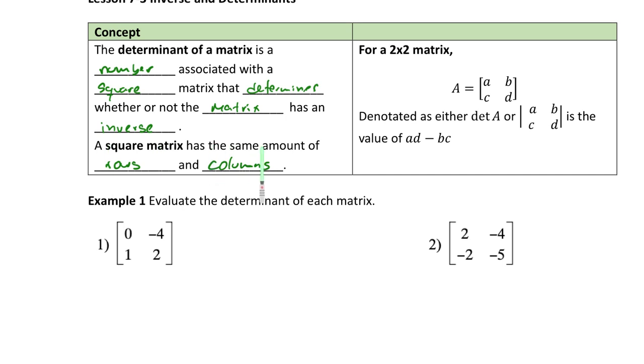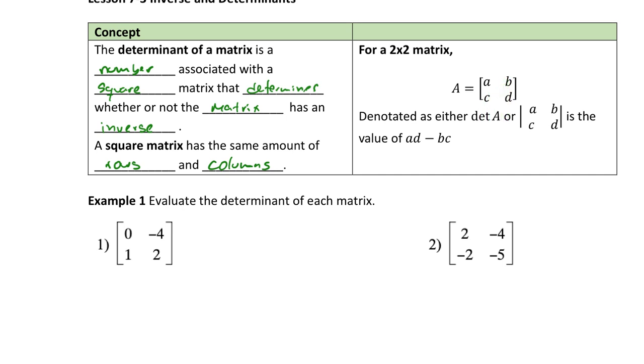A square matrix has the same amount of rows and columns, so it's 2 by 2 like this one down here, or 3 by 3 and so on. For a 2 by 2, and this is only for the 2 by 2, the determinant, denoted as det of A or like an absolute value, but technically we're not finding the absolute value, is the value of a times d minus b times c. So we're going to multiply the main diagonal minus the other diagonal.